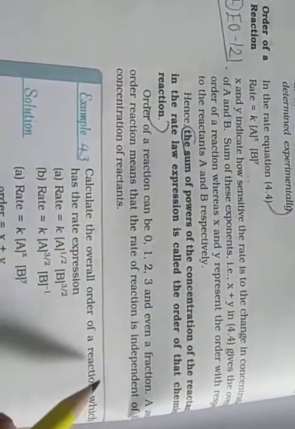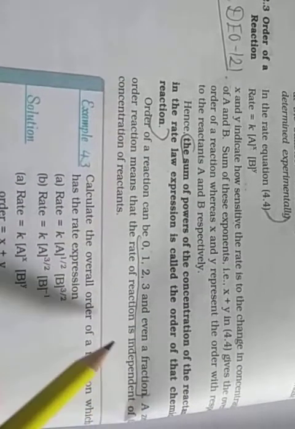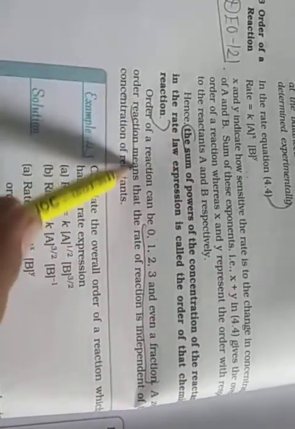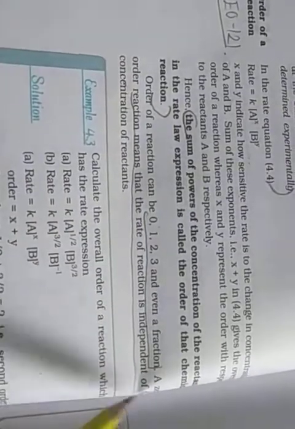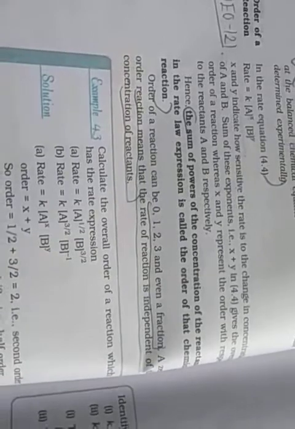The order of a reaction can be 0, 1, 2, 3 and even a fraction. Zero order means that the rate of reaction is independent of the concentration of the reactant.